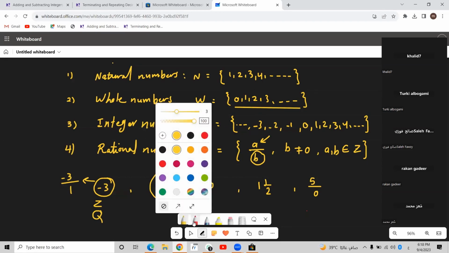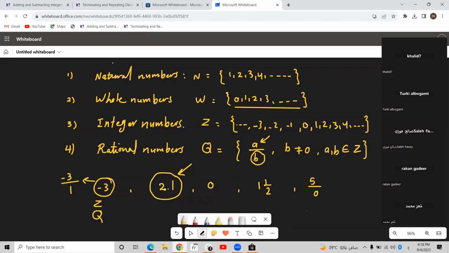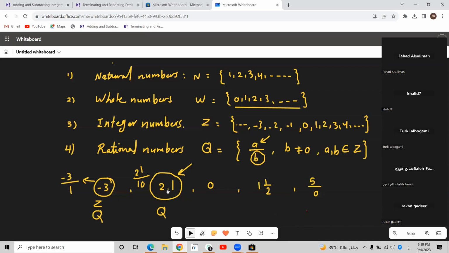I see no. Yeah, but you can write any decimal as a fraction, Muaz. Yes, 2.1 like 21 out of 10. Yeah, that's great. So you can write it as a fraction. I do not see the 2.1 in the rational numbers. Okay, but 2.1 we can write as a fraction. So yes, it's rational. So it belongs to Q.